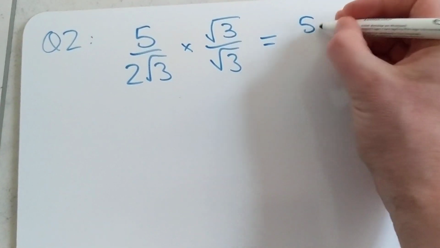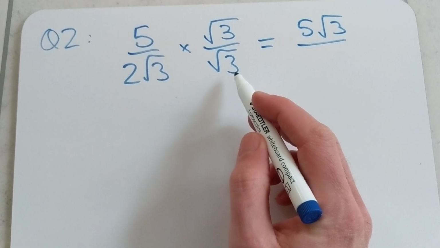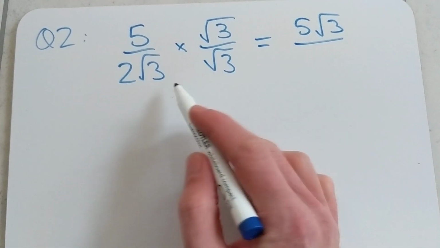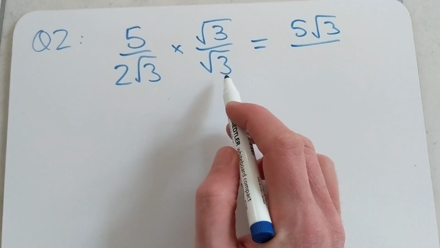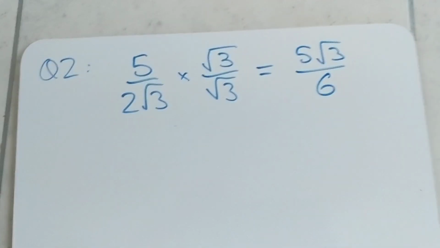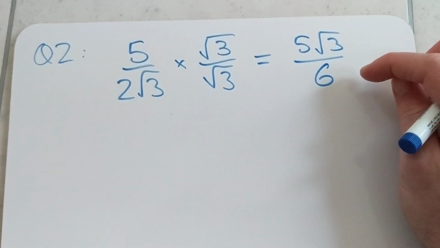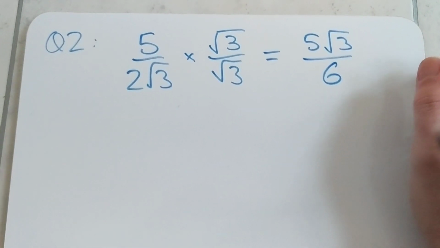Multiplying across, you get 5 root 3 in the top. Root 3 times root 3 would be root 9, which is just the same as 3. So root 3 times root 3 ends up being 3, times by the 2 would give you 6. That's your answer. If you times top and bottom by 2 root 3, you'd get 10 root 3 over 12, and you need to tidy that up. That's question 2.